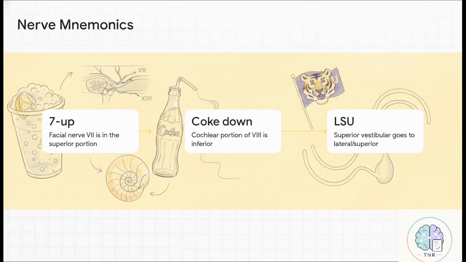First, 7-Up. This tells us that cranial nerve 7, the facial nerve, is located up in the top or superior portion of the canal. Next is Coke Down, reminding us that the cochlear portion of nerve 8 drops down into the inferior area. Finally, LSU, which elegantly maps out that the superior vestibular branch connects to the lateral and superior semicircular canals and the utricle. Honestly, it's a brilliantly simple system for some incredibly complex biology.